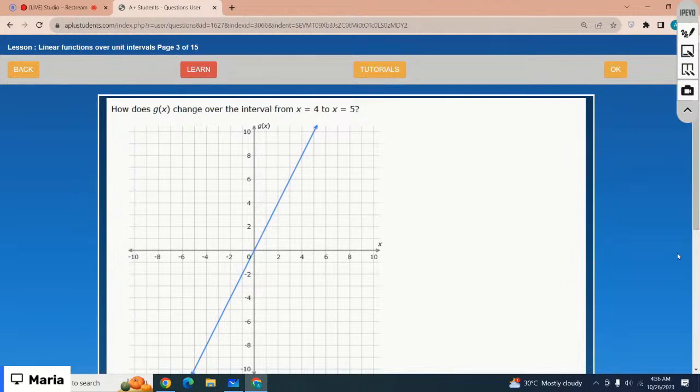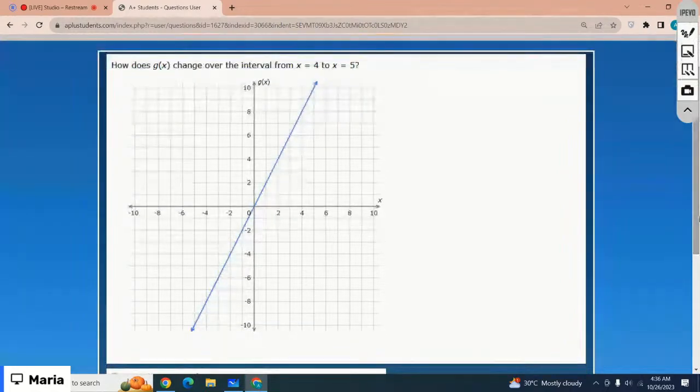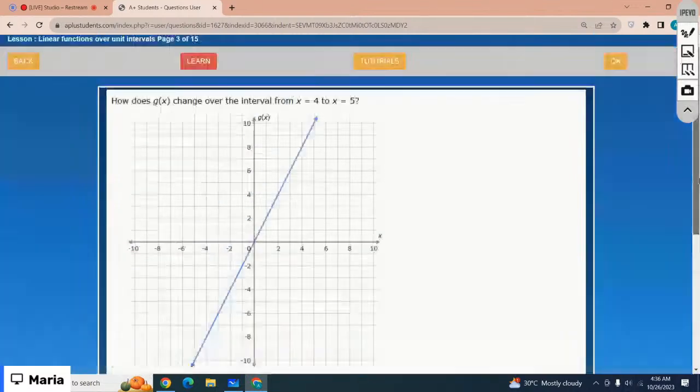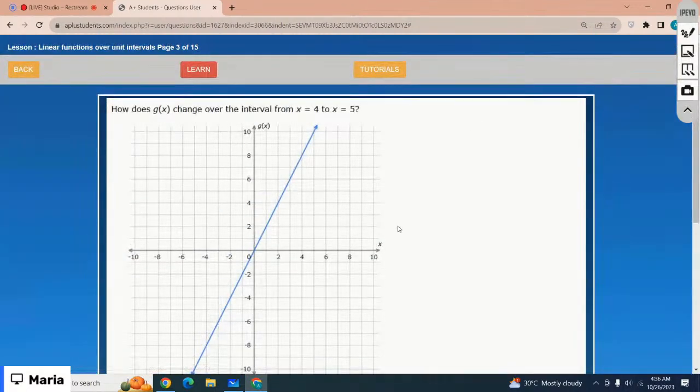How does g of x change over the interval x equals 4 to x equals 5? So here x equals 4 is 8, and at x equals 5 it is 10. So the function increases by 2, right? g of x increases by 2.